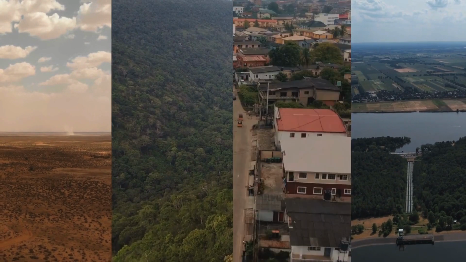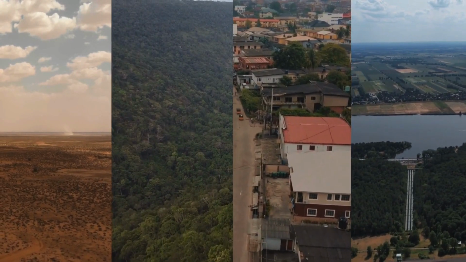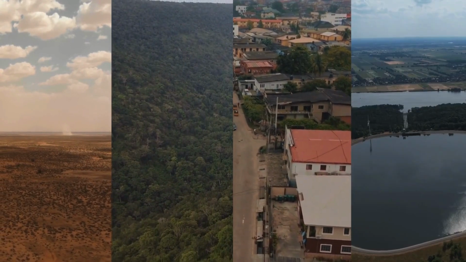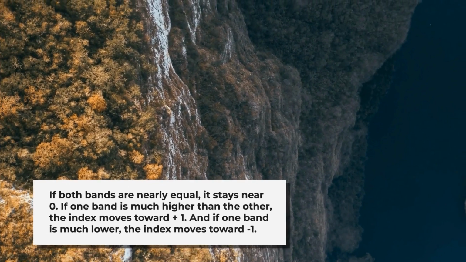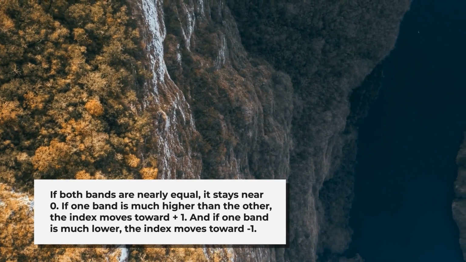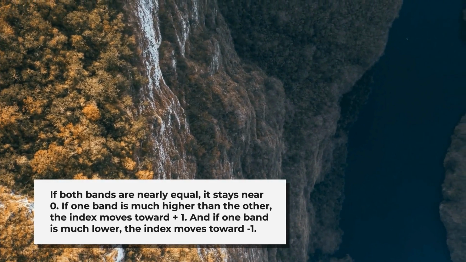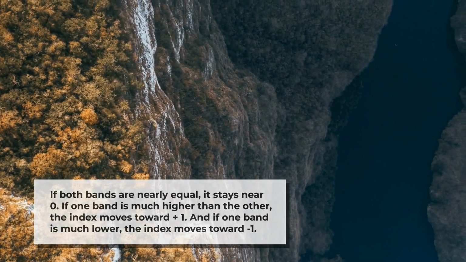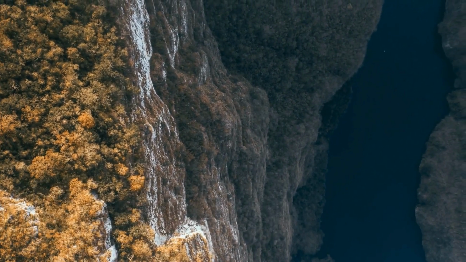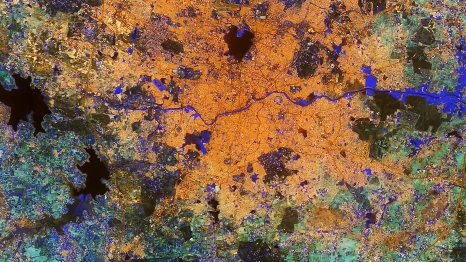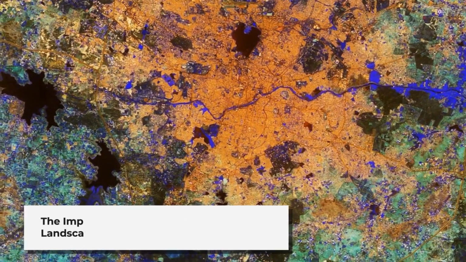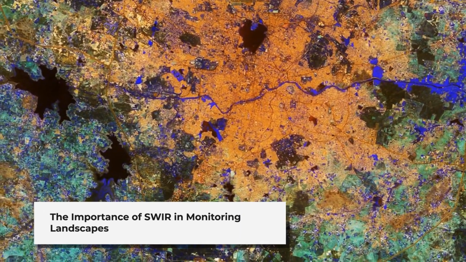3. Balanced scaling. If one band is much higher than the other, the index moves toward +1. If both bands are nearly equal, it stays near 0. And if one band is much lower, the index moves toward -1. This universal approach helps scientists monitor Earth's landscapes accurately.